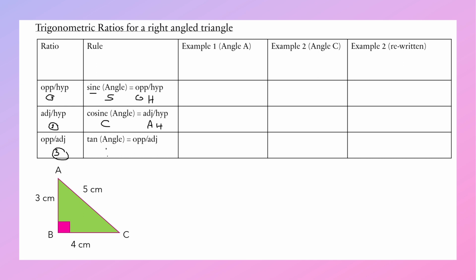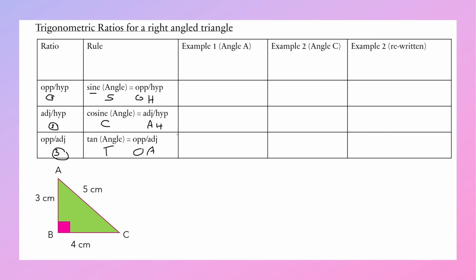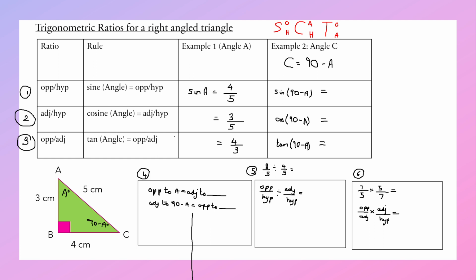And tan of an angle is TOA. Okay, so let's go through how these are used. So I'm going to put SOH CAH TOA, this is a better slide, and we're going to see how these ratios work.